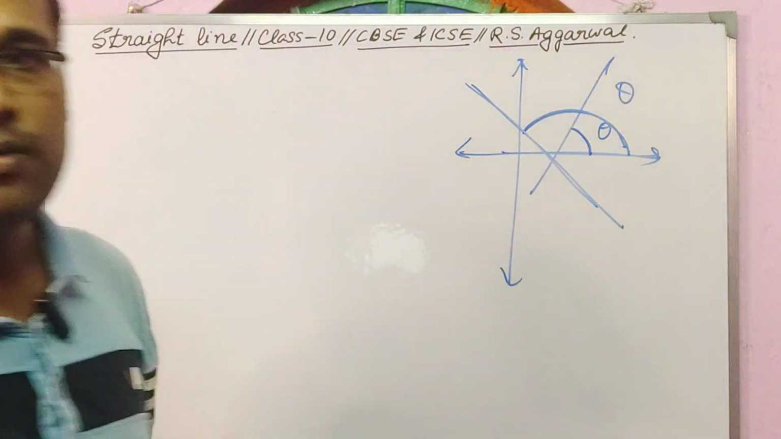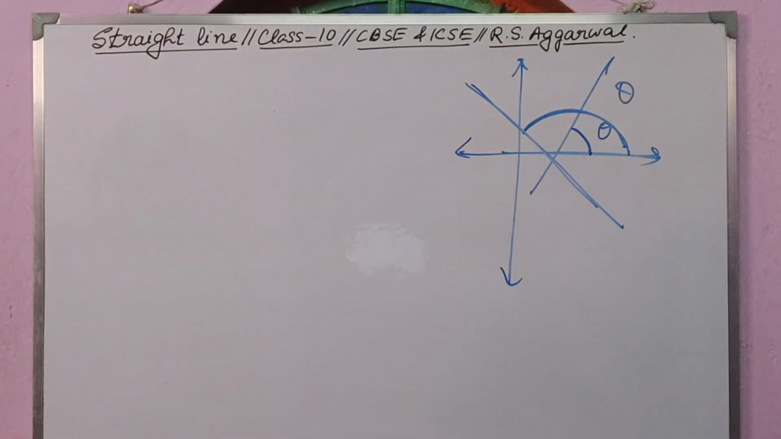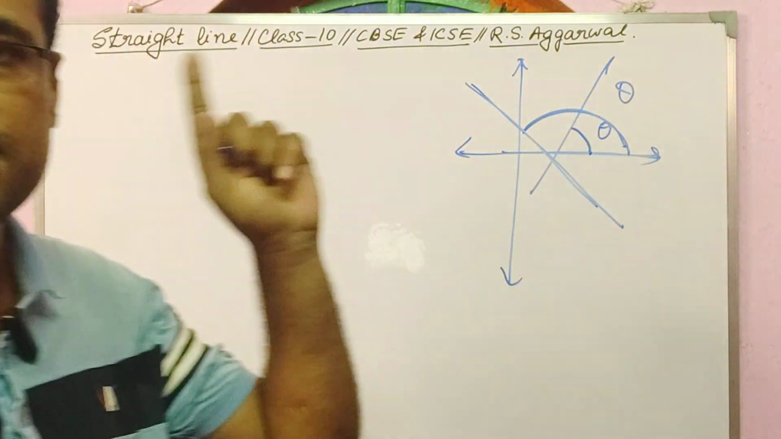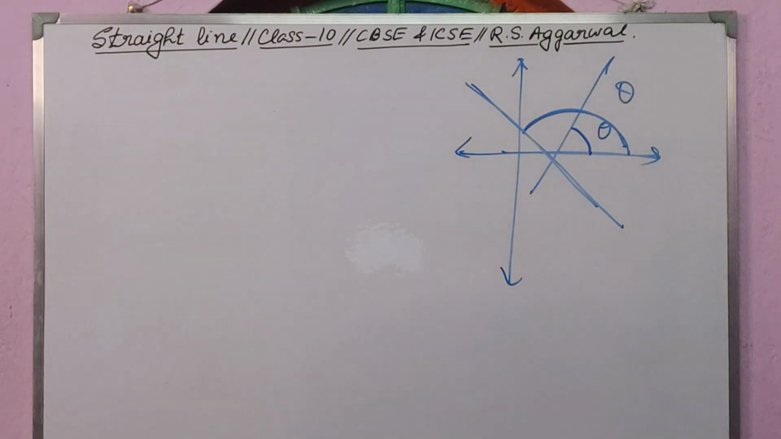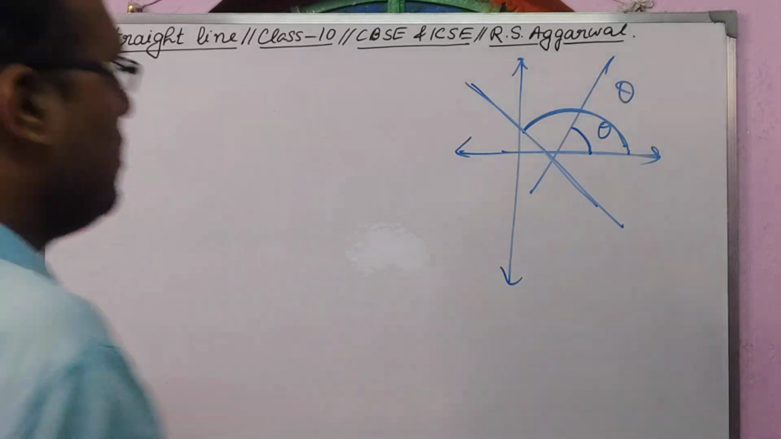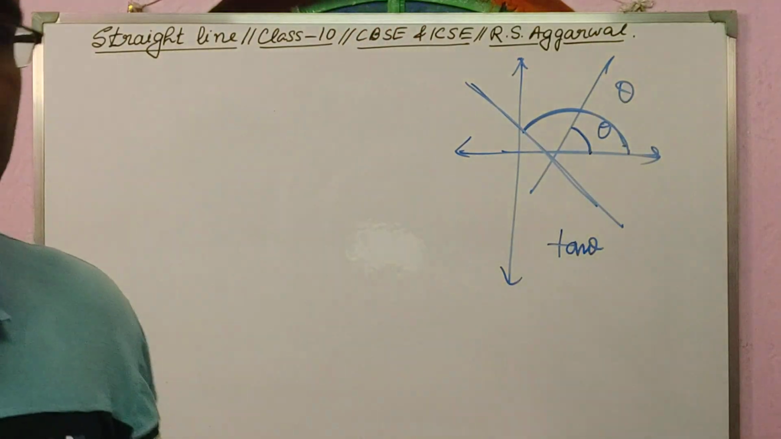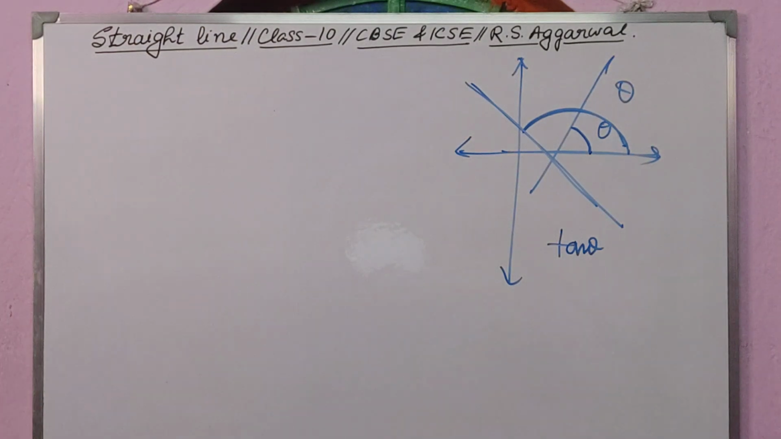Okay. And what is the gradient or slope? If theta is the inclination of the line, then tan theta is called the gradient or slope. Okay, tan theta. If this angle is 45, then tan 45 is the slope. If 60 degree is the inclination, then tan 60 is the slope.